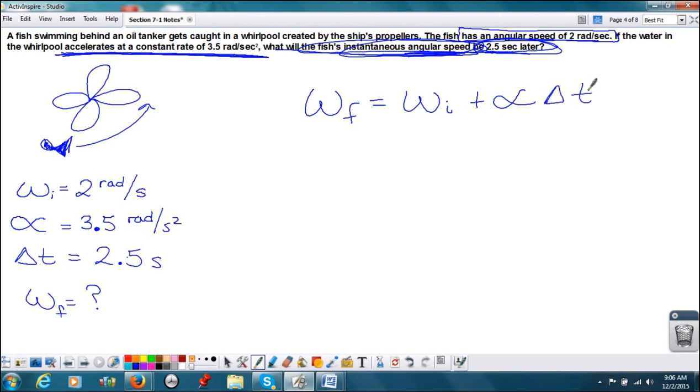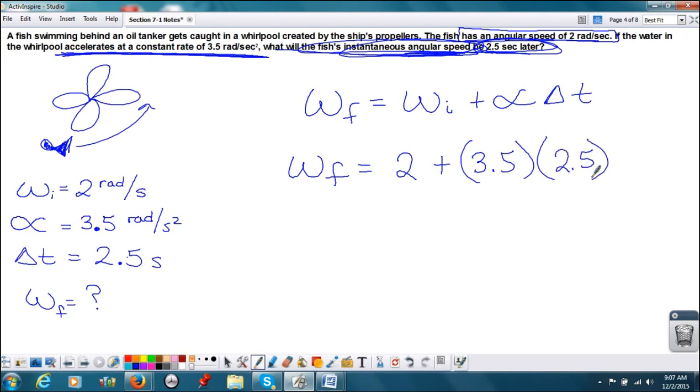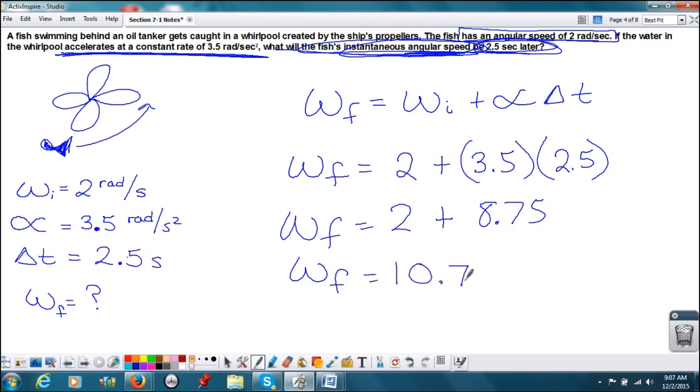Write down our equation, substitute in. We do not know the final, that's what we're looking for. The initial was 2 radians per second plus the acceleration of 3.5 radians per second squared times the change in time of 2.5 seconds. Okay, well, 3.5 times 2.5 is 8.75. Simplify this. 2 plus 8.75 is 10.75, and it is a rotational speed, so it is in radians per second.